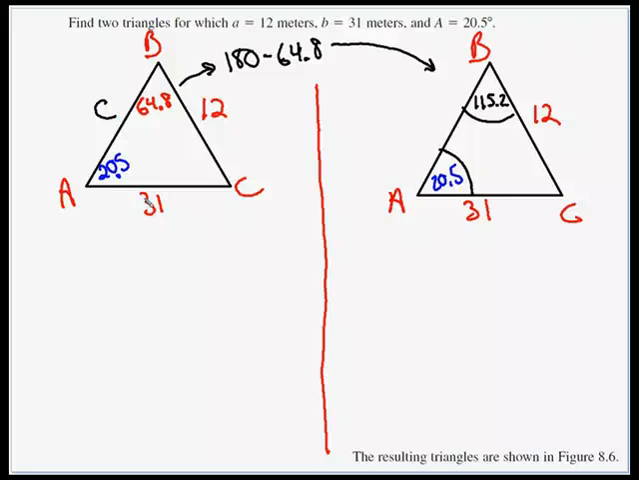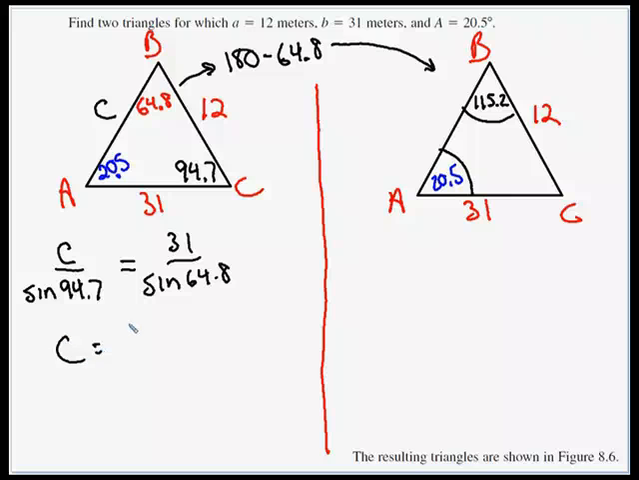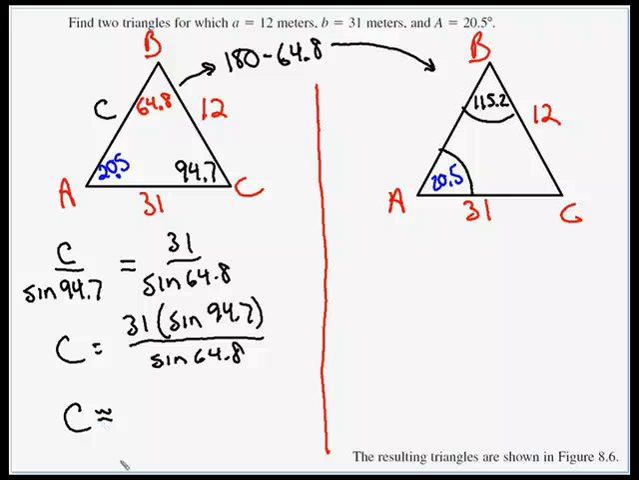So over here is side C. If we do 180 minus the two given angles that we already have, we're going to find this angle C is 94.7. So we can set up a proportion. C over the sine of 94.7 is equal to, now here we have options. We could do 12 over the sine of 20.5, or we could do 31 over the sine of 64.8. Let's do that one. Cross multiply, solve for C. C is going to equal 31 times the sine of 94.7 divided by the sine of 64.8. And with a little button pushing on the calculator, we're going to see that C is approximately 34.2. So side C here, 34.2.